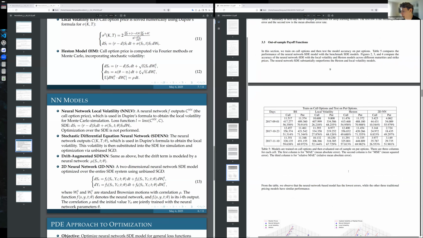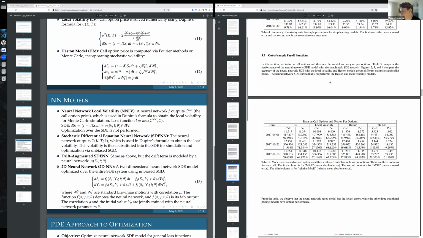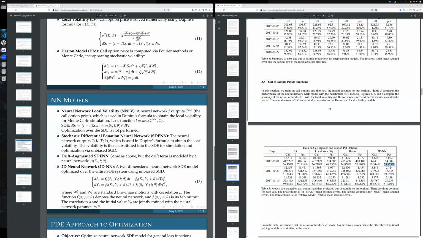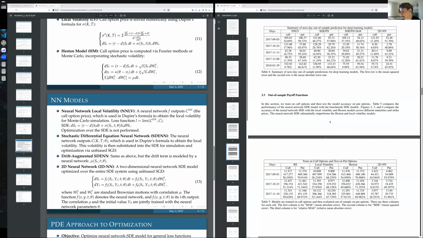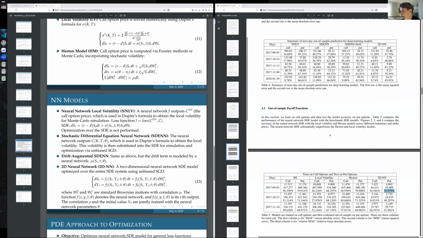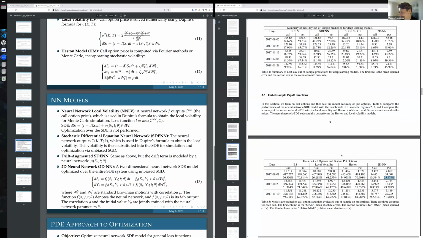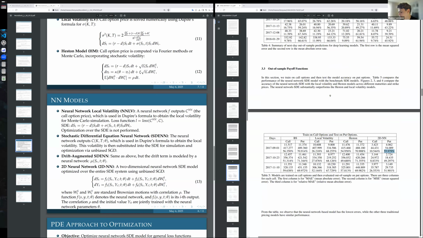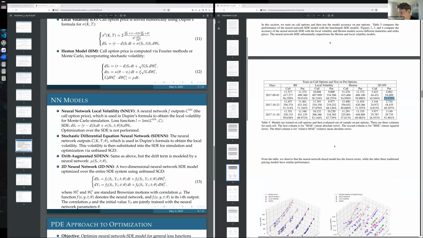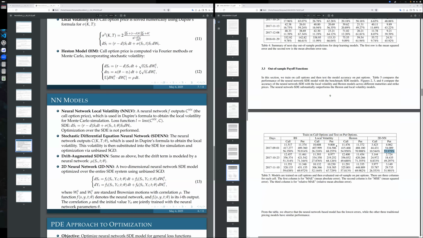The last section is about training on call options, long, and testing it on short and put options. We can see that the metrics here are much worse than when trained on both call and put options. So we can't train on call options and predict put option prices well. We cannot.